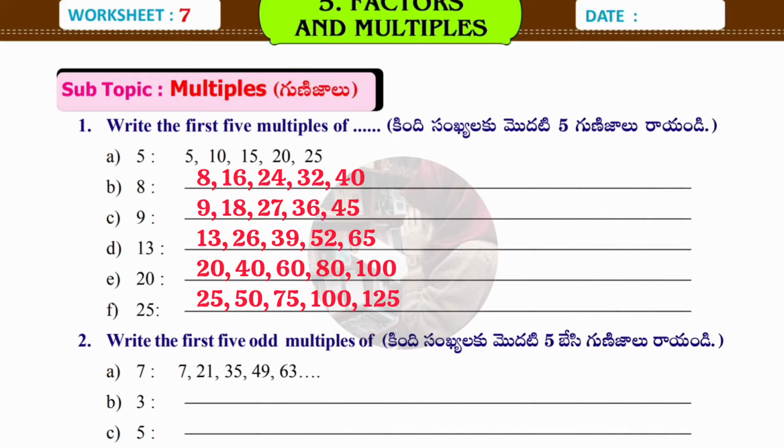numbers. Okay guys, here you should be very careful. Here they have asked you to write down first 5 odd multiples. Okay, so in the before question we had to write down first 5 multiples, means continuously up to 5 we have written. 5 ones 5, 5 twos 10, 5 threes 15, 5 fours 20, 5 fives 25, like that. But here they have asked you to write down odd multiples.